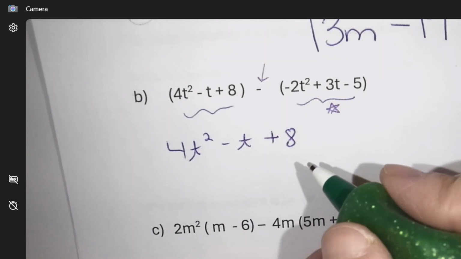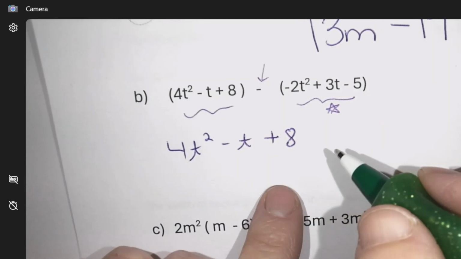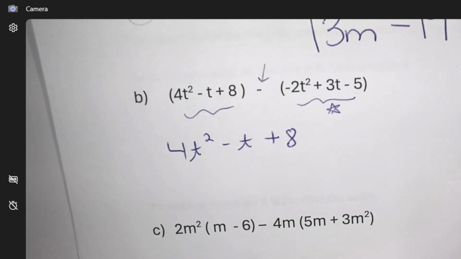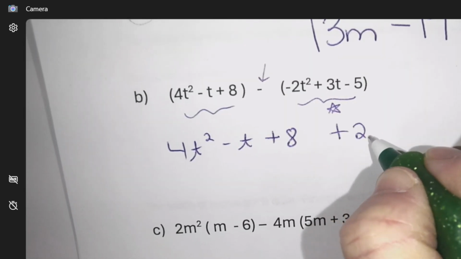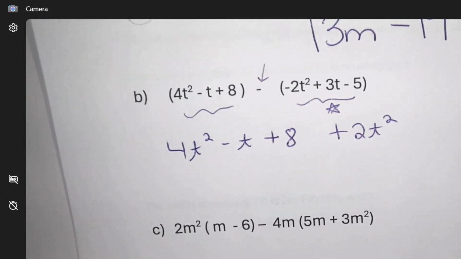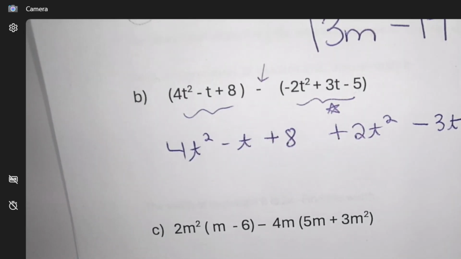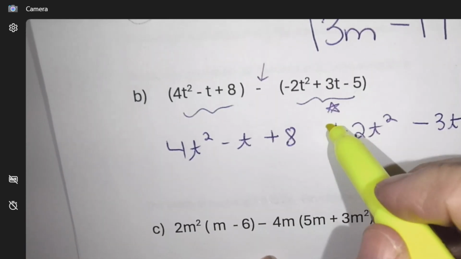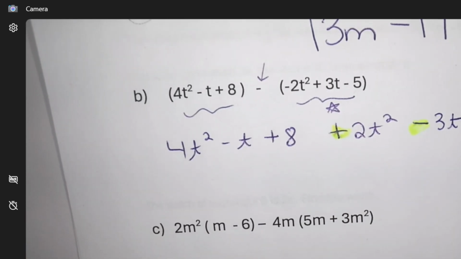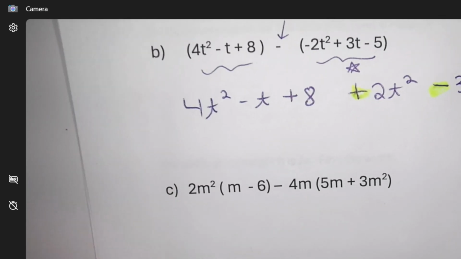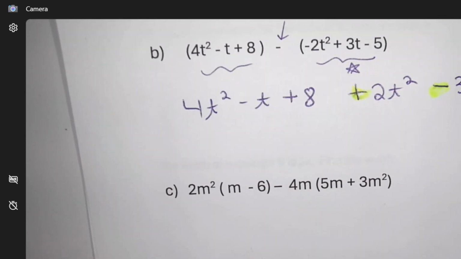Anybody else? Okay, so changing it. So what does it all look like here when I change it? Plus the 2t squared now. Changed. Change. Change. Do you all see that? That's what I did. I changed, changed those things. Opposite. Okay. So that's like step 1.